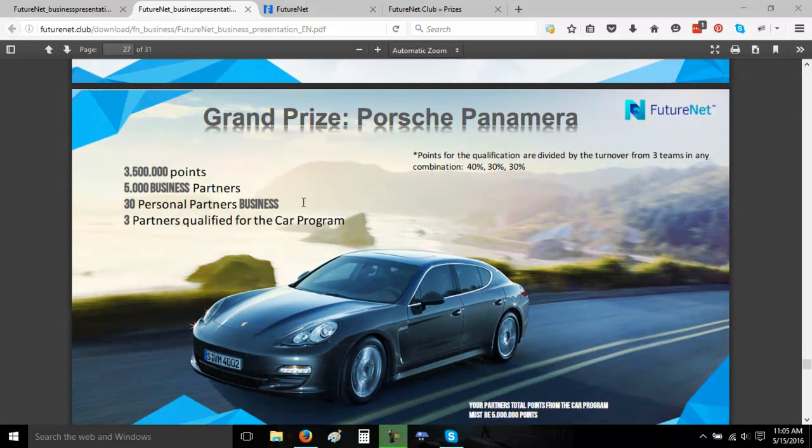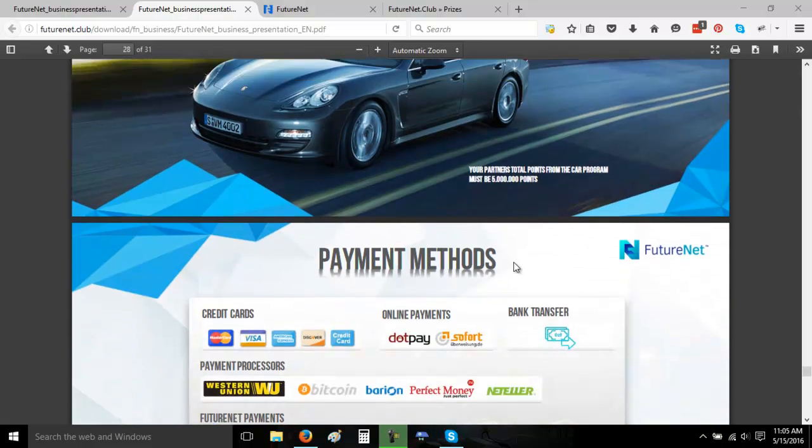So like I said, the grand prize would be the Porsche, and on that one would be 3,500,000 points that you would accumulate, and you would have 5,000 business partners as well to qualify for that, and 30 personal partners, which would be the business partners, and then 3 partners that are qualified for the car program as well. So it's not like this is going to be an overnight type of thing. You do have to work your way up into it, but it is possible to do.